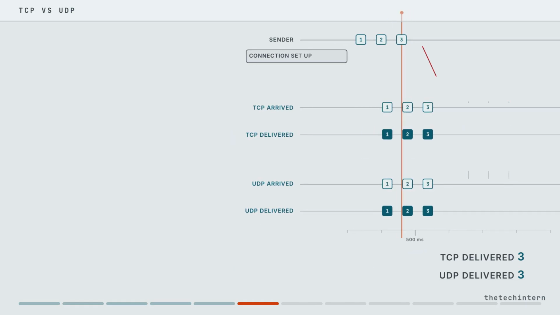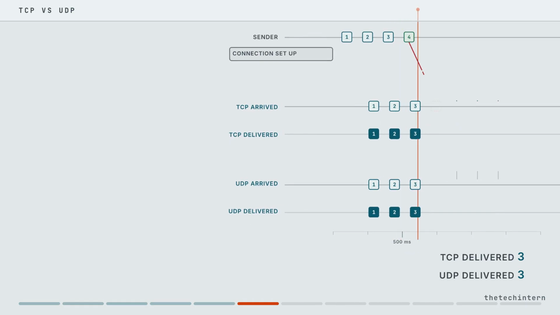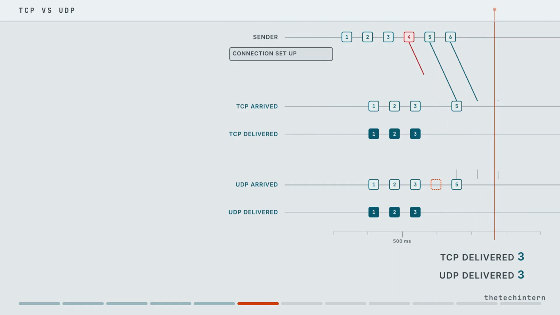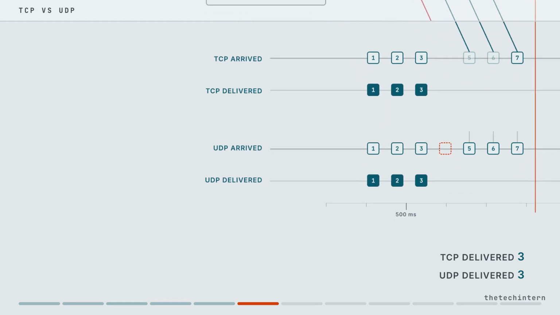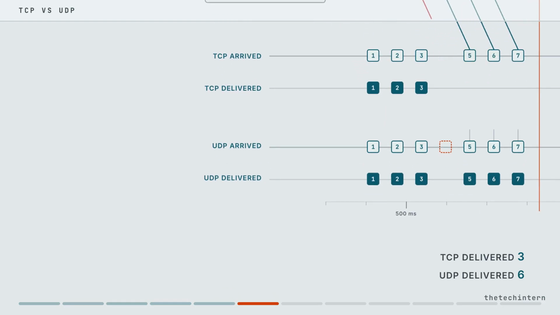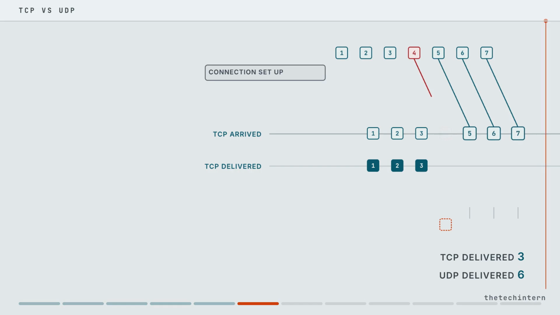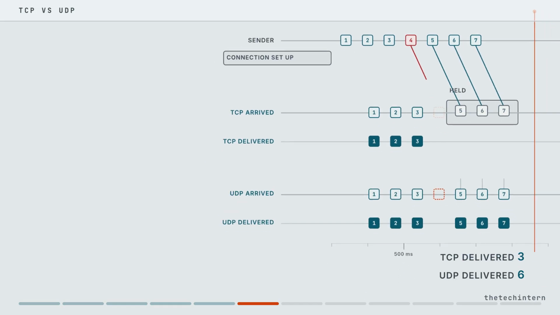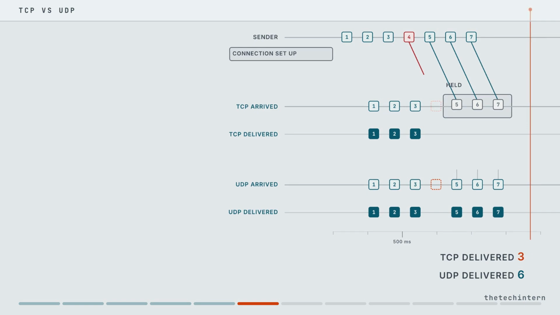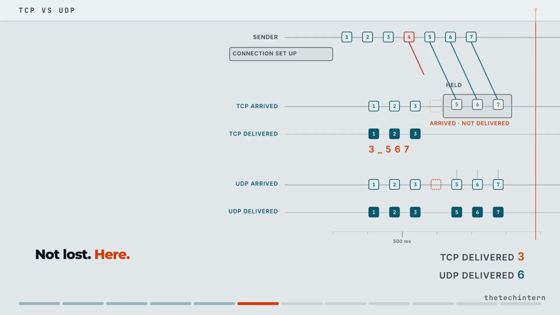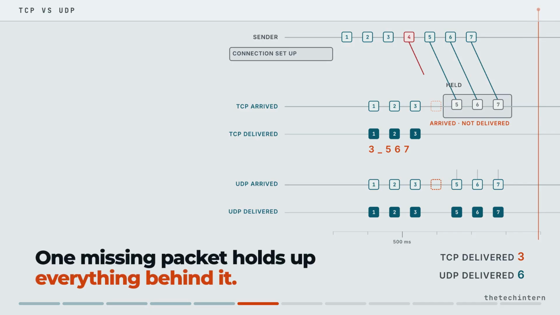Now let one go missing. Packet 4 leaves and stops. 5 arrives. 6 arrives. 7 arrives. Watch the UDP side. 5, 6, 7, handed straight to the application. Now watch the TCP side. 5, 6 and 7 arrive, and stop. They're sitting in a buffer. The application can't have them. Not because they're lost, they're right there. Because 4 isn't in and TCP promised order. One missing packet holds up everything queued behind it.